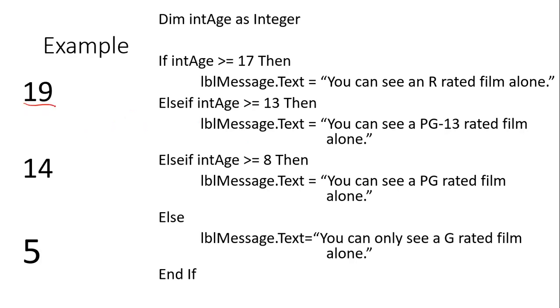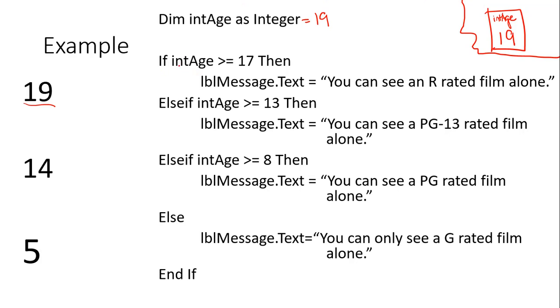So if int age is 19, now remember what that means in the computer. In the computer's memory, there's a box, and we're naming that box int age. We're putting a 19 in there. So every time that the computer looks for the word int age, it's going to look into its memory, see that there's a 19 inside the box that is set aside, and then substitute that 19.